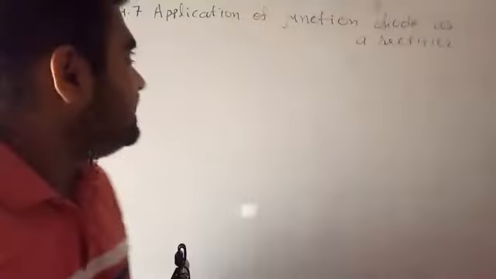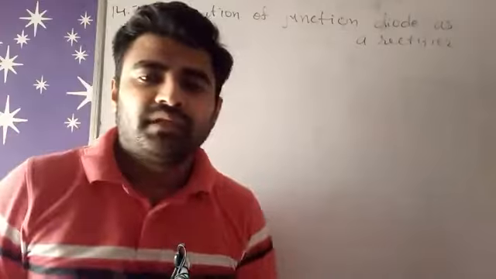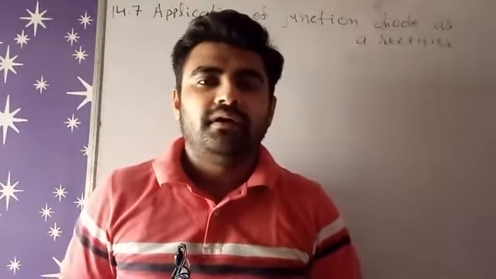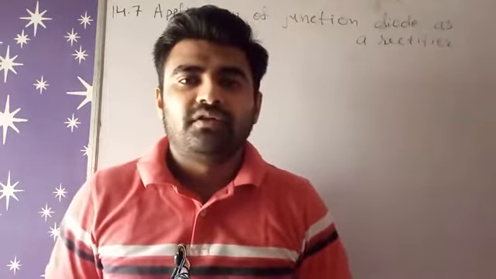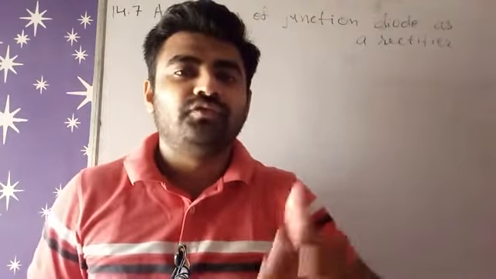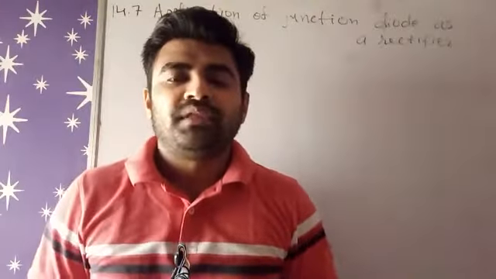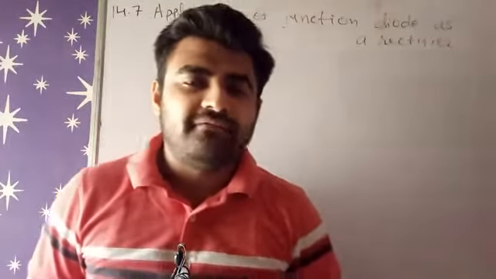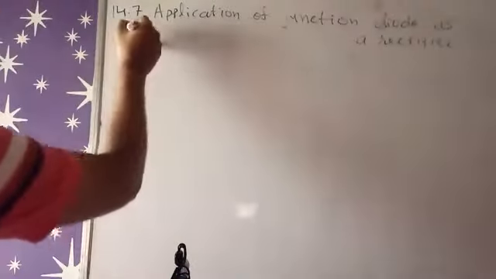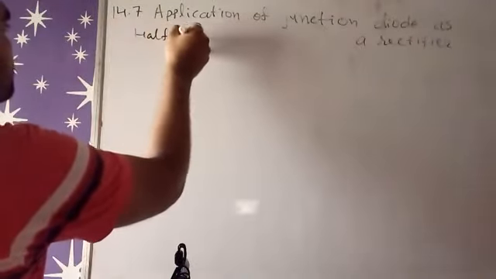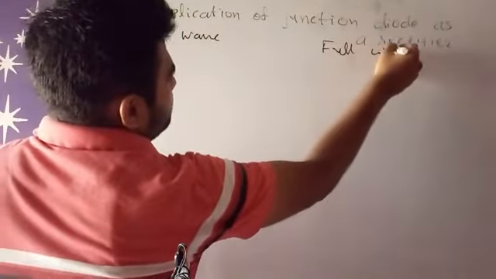Now today's topic is the application of a junction diode as a rectifier. A rectifier means converting an AC source to a DC source. That device is called a rectifier. Here we have two types of rectifier: the half wave rectifier and the full wave rectifier.